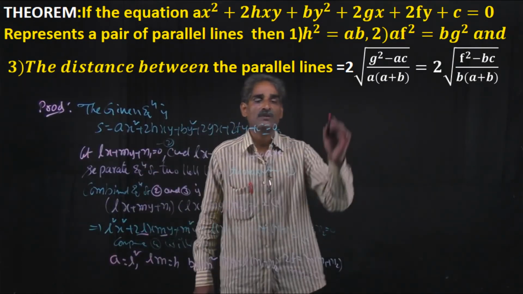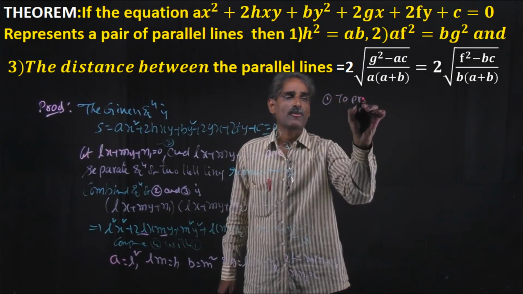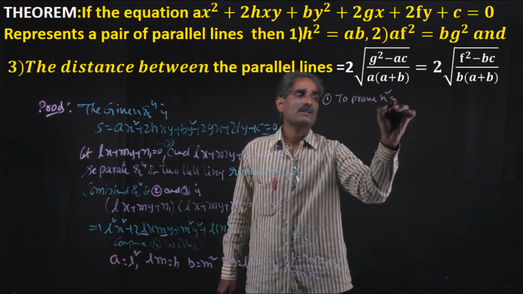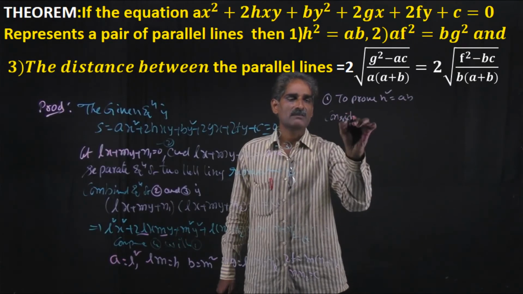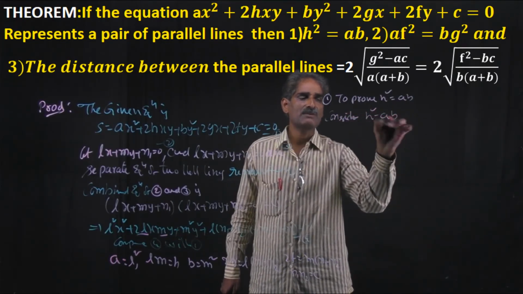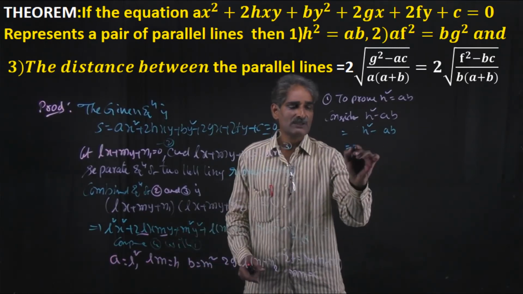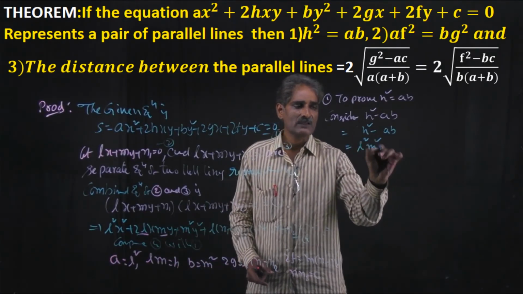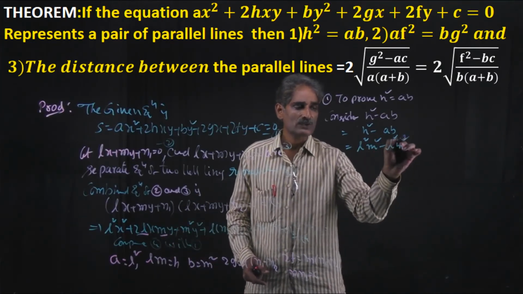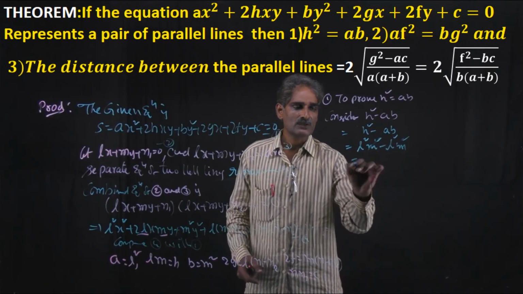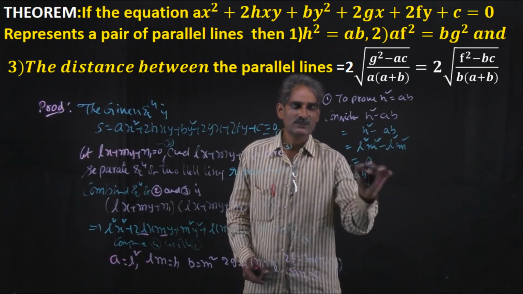Okay, now come to the first one. We have to prove that h square equal to AB. So consider h square minus AB. What about h? H is equal to Lm. H square means L square m square minus AB. A is equal to L square, B equal to m square. So these two get cancelled. So this is equal to 0. That means h square equal to AB. This is the first one.